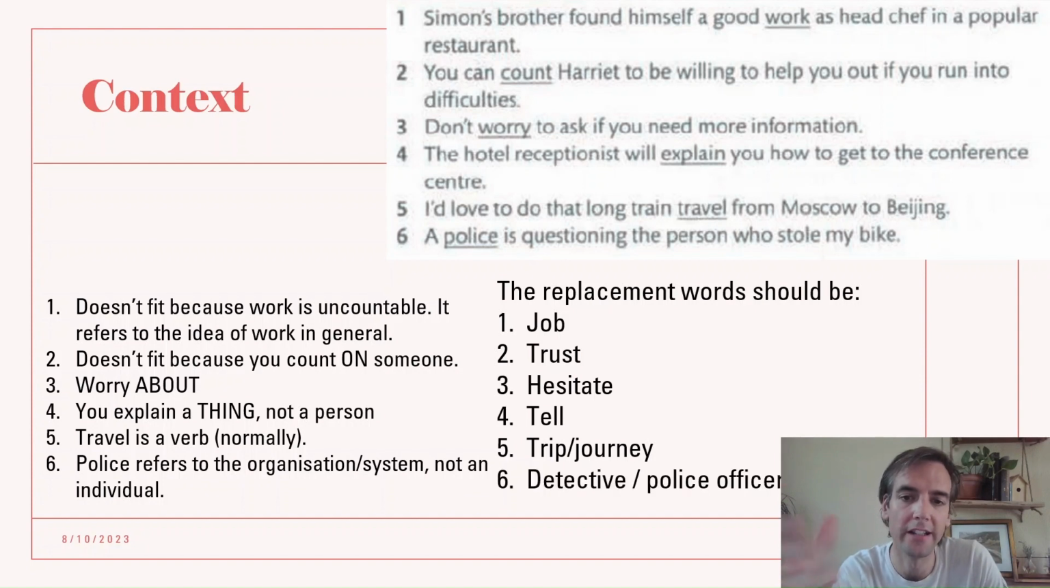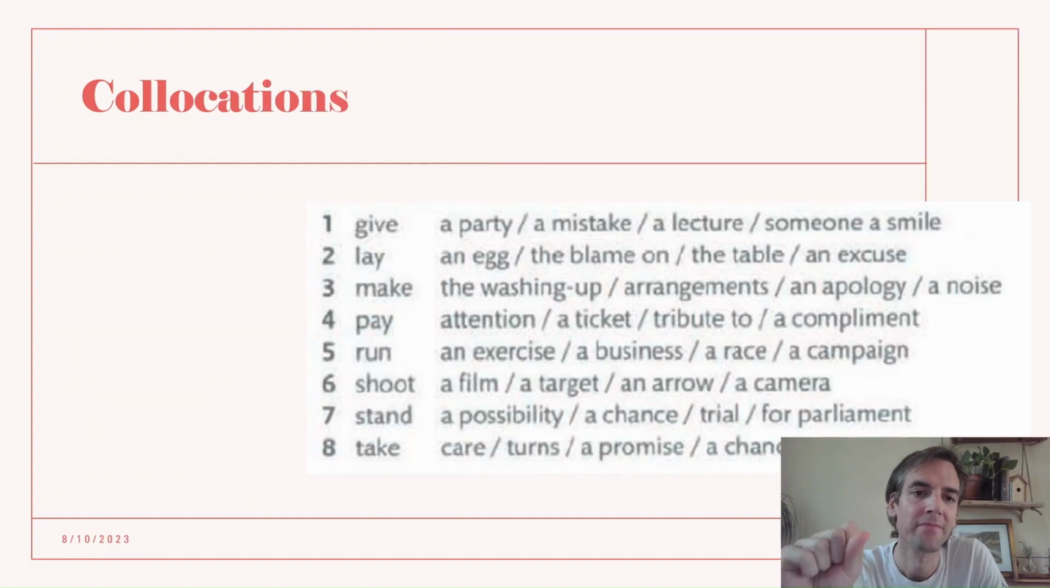The individual would be a detective, a police officer or something like that, to find that dastardly person who stole your bike. So this is where we're thinking a bit grammatical, but a bit about context, a bit of understanding the sentence so we know what kind of word we need.